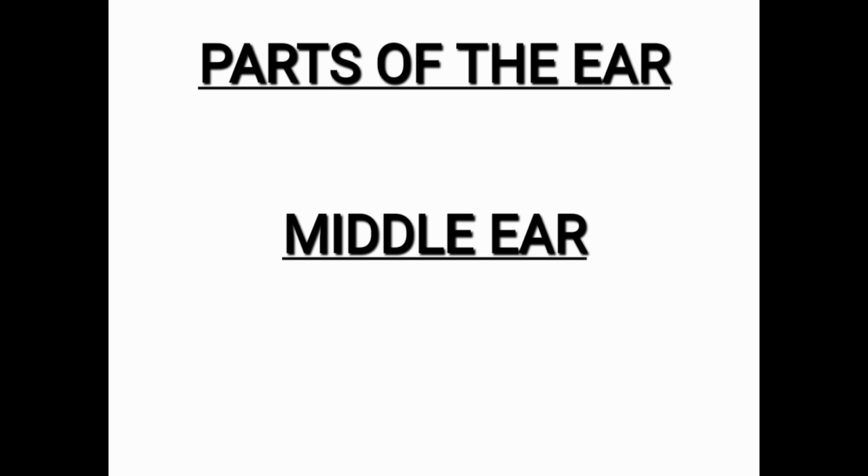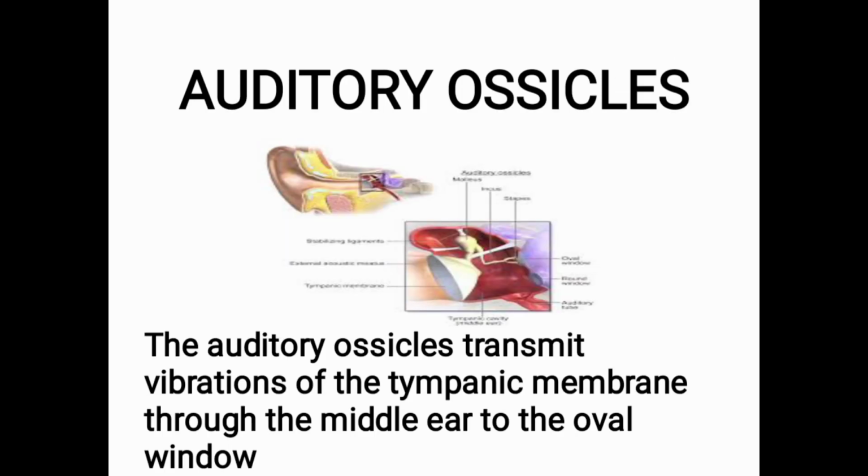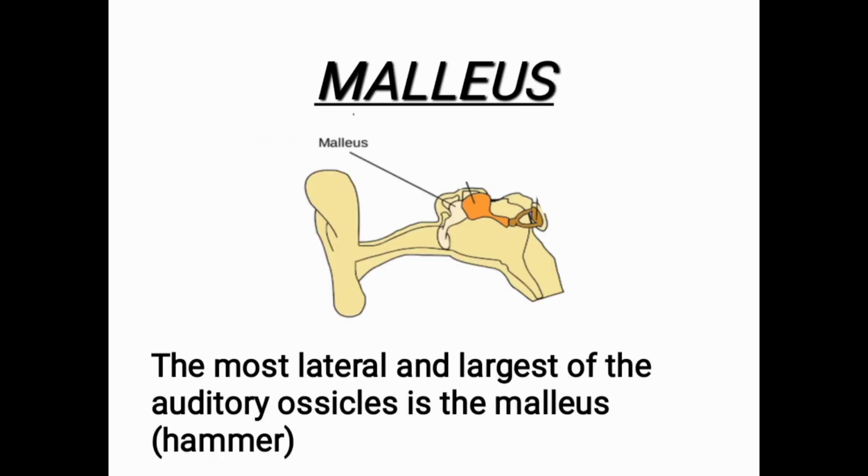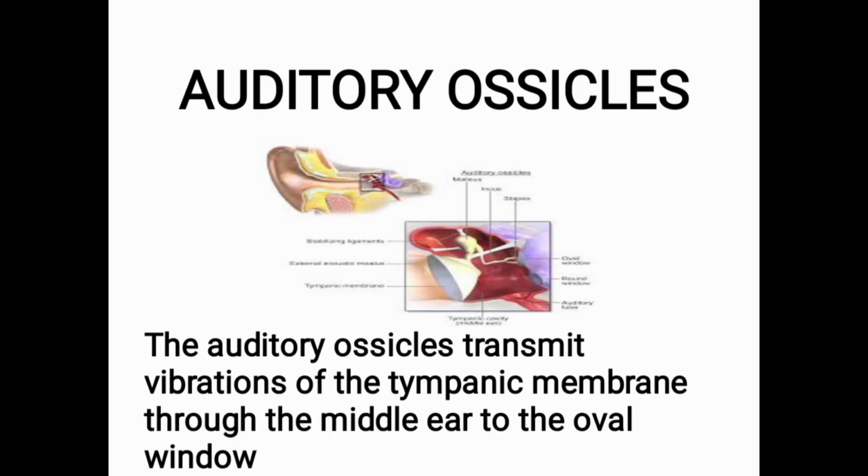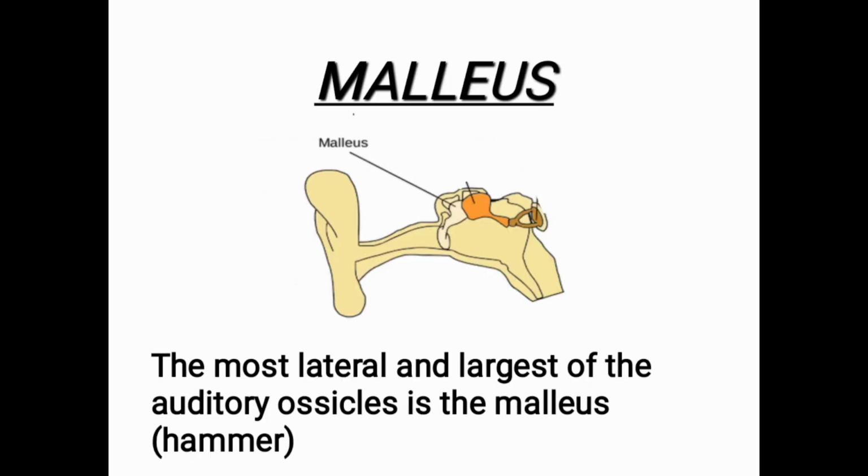Parts of the ear. Middle ear. Auditory ossicles. The auditory ossicles transmit vibrations of the tympanic membrane through the middle ear to the oval window. The auditory ossicles are the malleus, incus and stapes, and they are found within the petrous part of the temporal bone. Malleus, the most lateral and largest of the auditory ossicles.